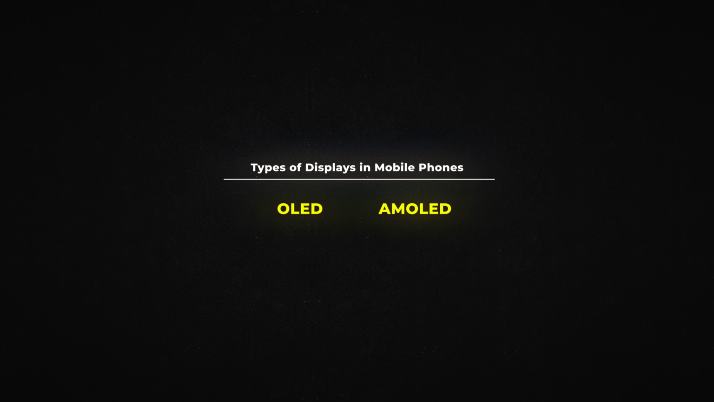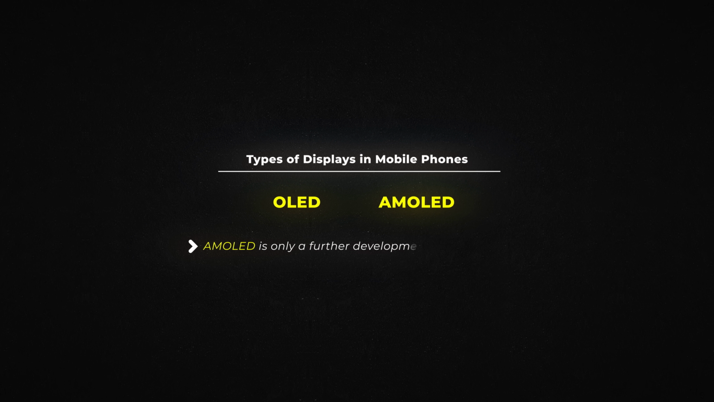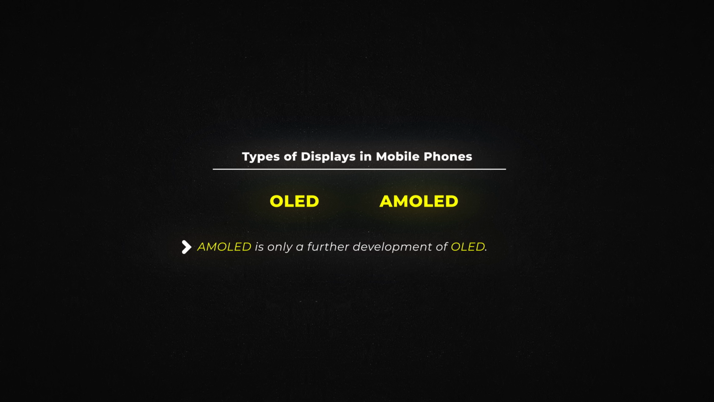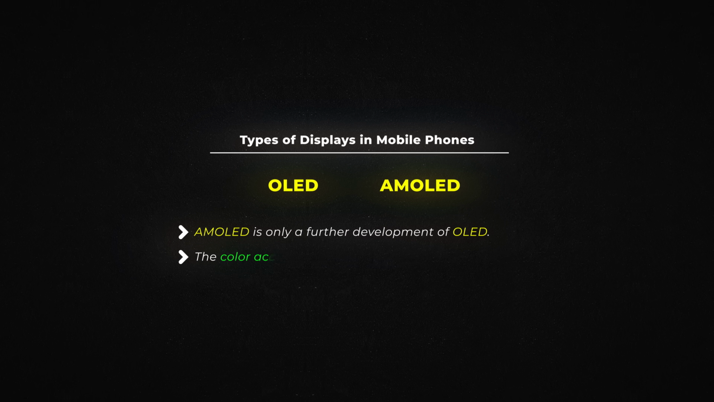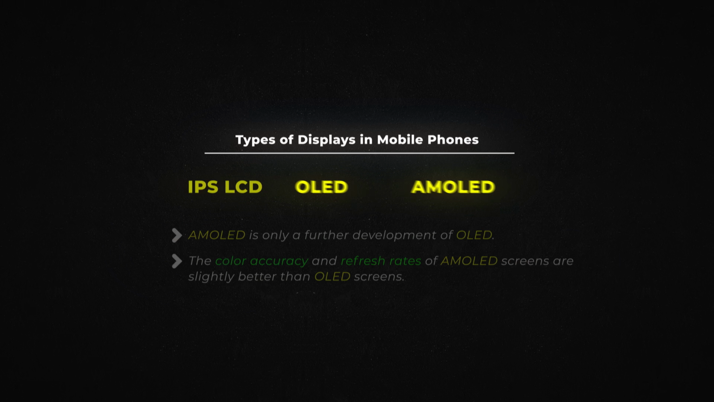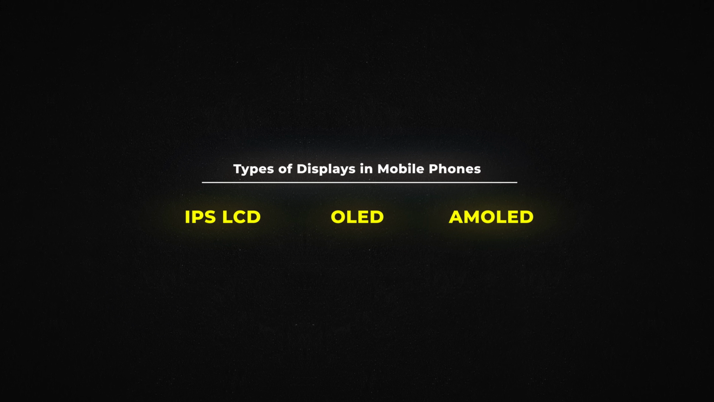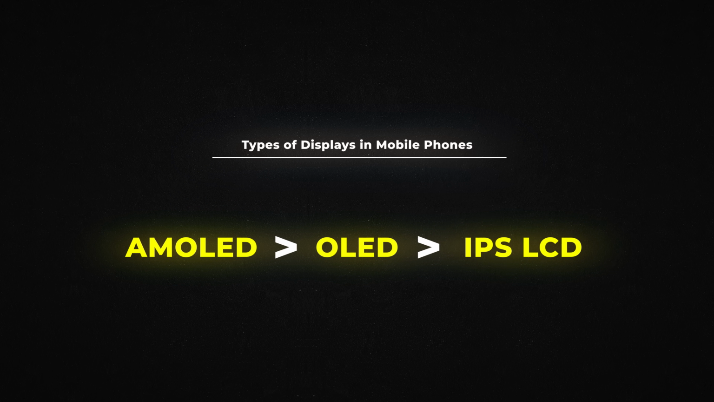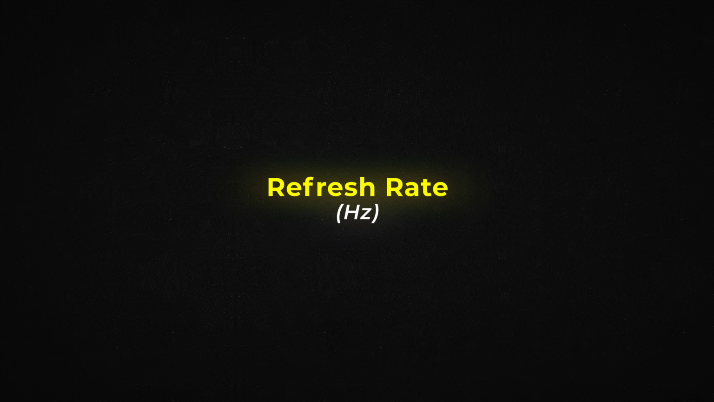So what is the difference between these two? AMOLED technology emerged after OLED, and it is only a further development of OLED. While there isn't a huge difference between them, the color accuracy and refresh rates of AMOLED screens are slightly better. So if we need to make a comparison between three panels, AMOLED is better than OLED, and OLED is better than IPS LCD.